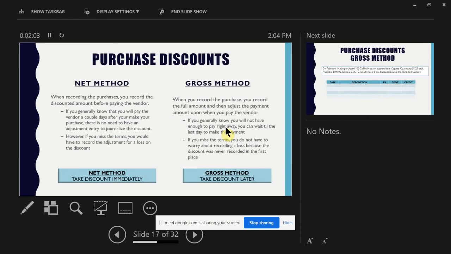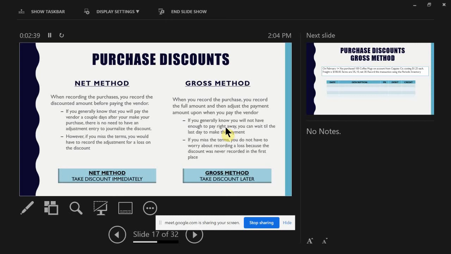So once again, when we're looking at purchase discounts, we need to recognize that there are two different methods. We have the net method and the gross method. The best way to understand that is the net method means you're going to take the discount now, whereas the gross method is where you just record it, and then when you eventually pay for it, you take the discount later. In most cases for businesses, especially small businesses who don't generate money as quickly, your best bet is to use the gross method.